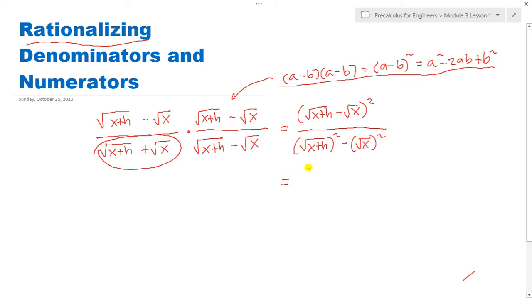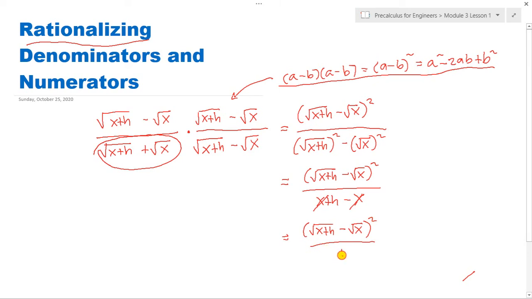So this would be equal to x plus h minus square root of x squared all over x plus h, kasi matanggal na, minus x na lang. So x minus x, 0 na ito. What's left on this is we have here square root of x plus h minus square root of x squared all over h. So h na lang.